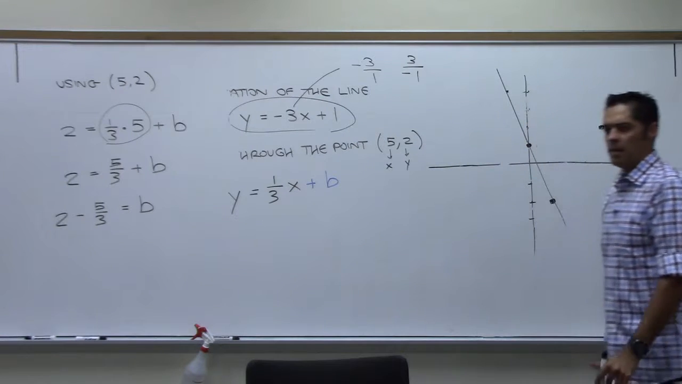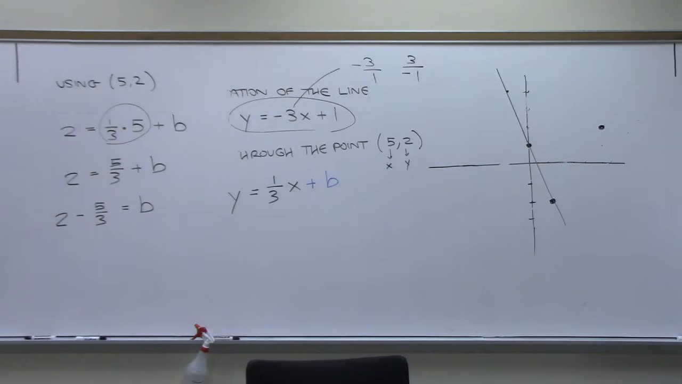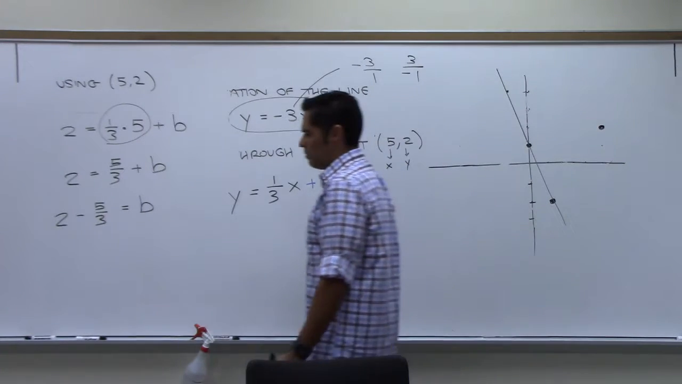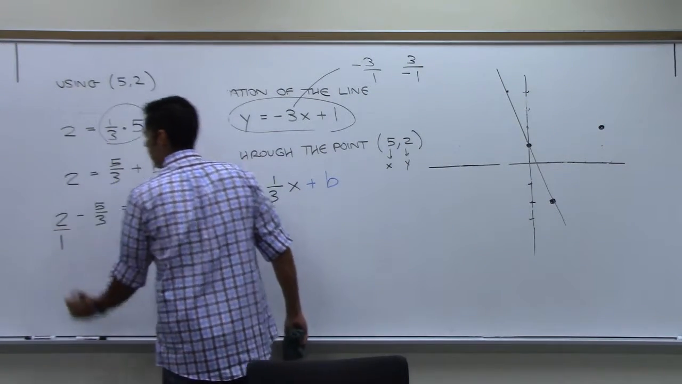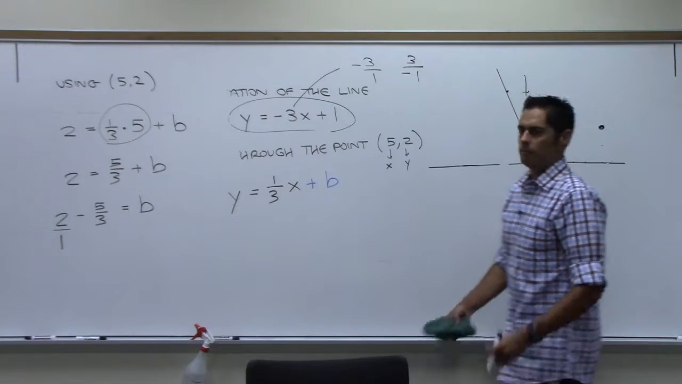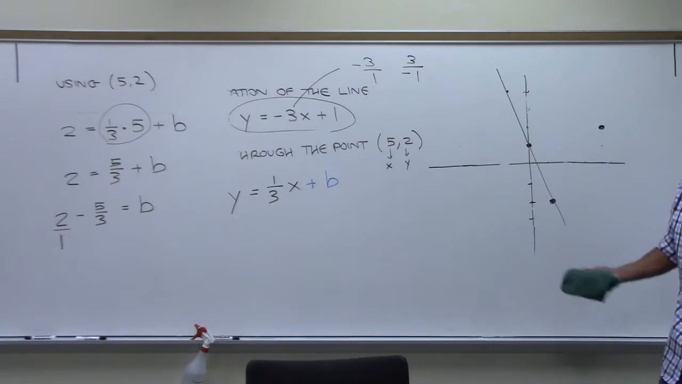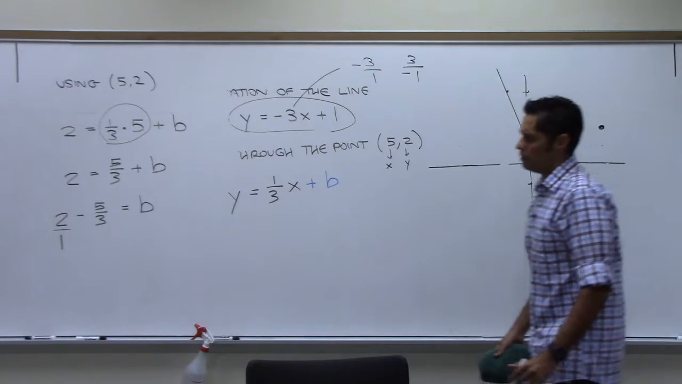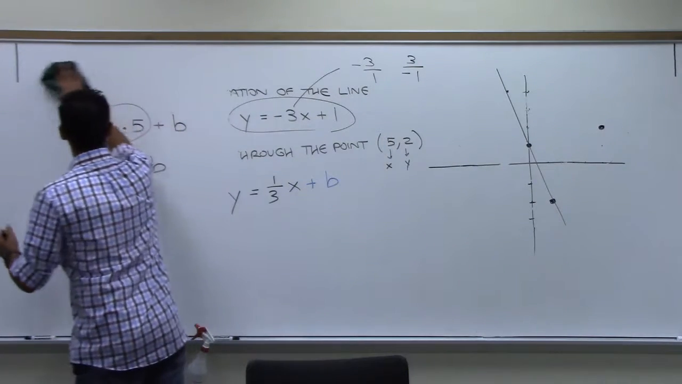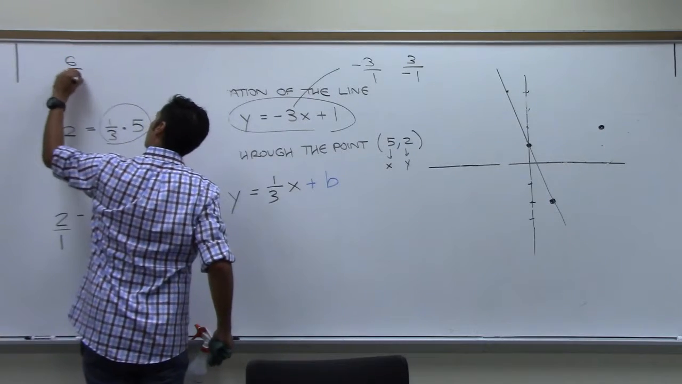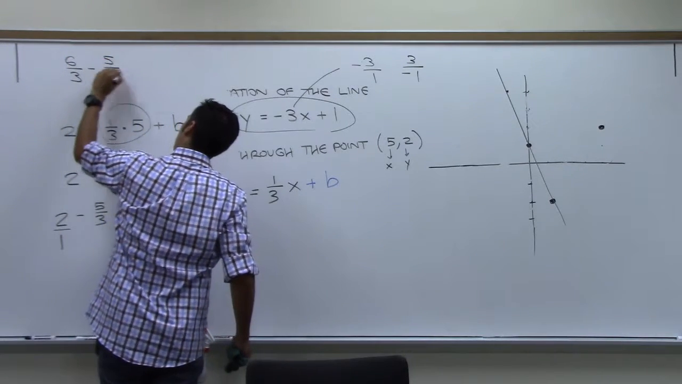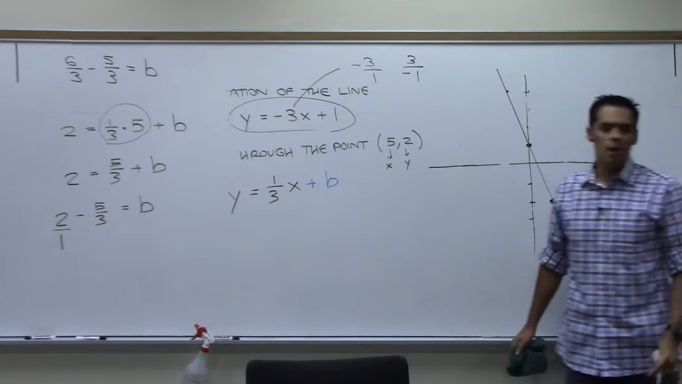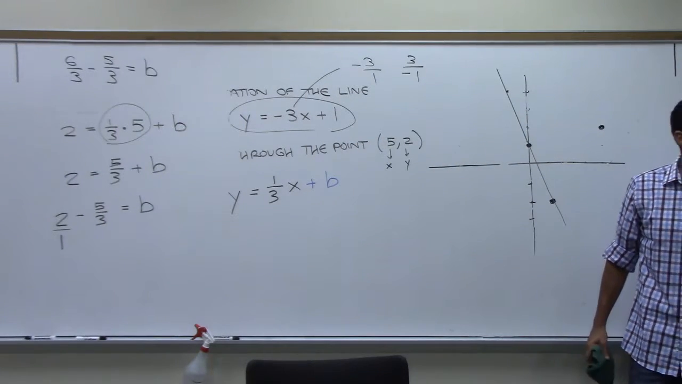And to subtract those, we need a common denominator, which would be 3, right? So what minus what when I change it over? What minus what? 6/3 minus 5/3 is b. So what's b? 1/3. 1/3.